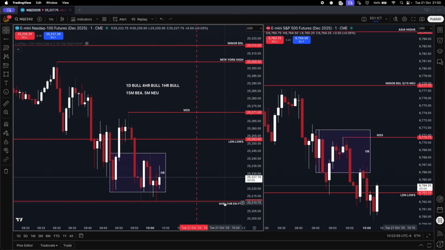So I've just marked the 4-hour, 1 hour entrance fair value gap. It's not actually a point of sell side, it's just the entrance, the fair value gap.